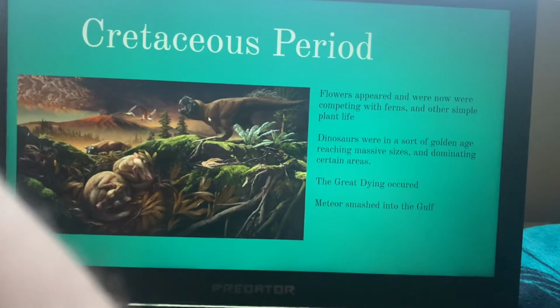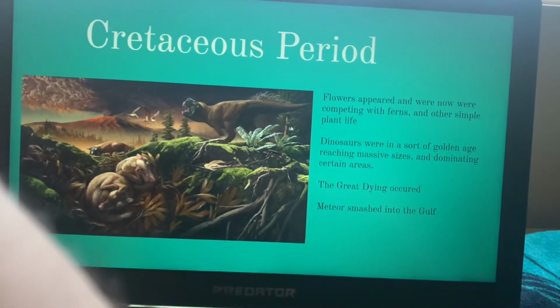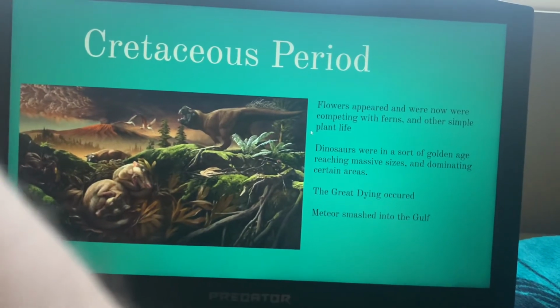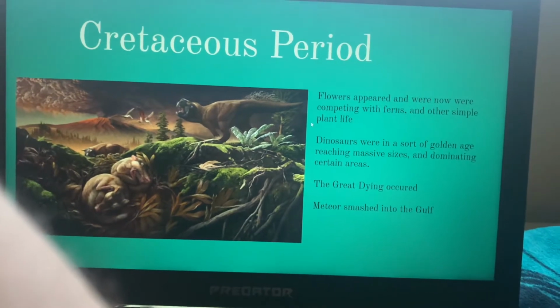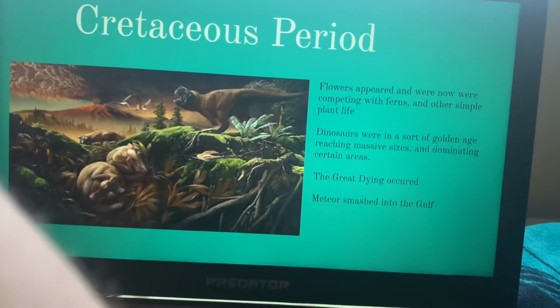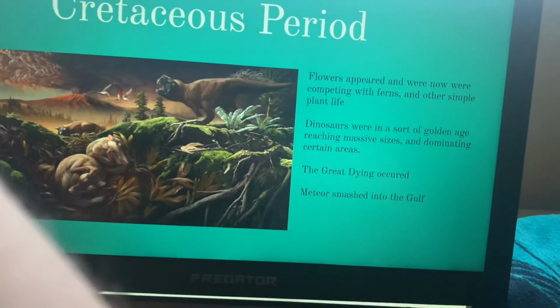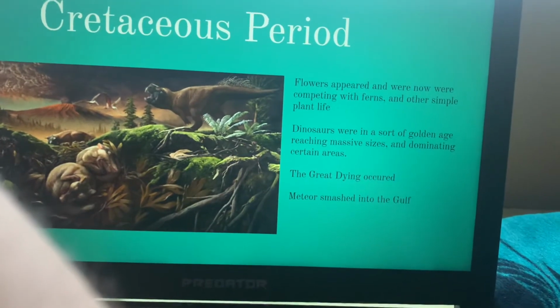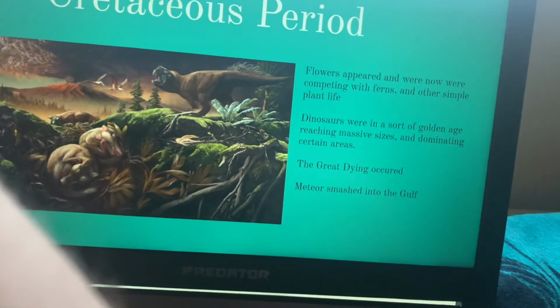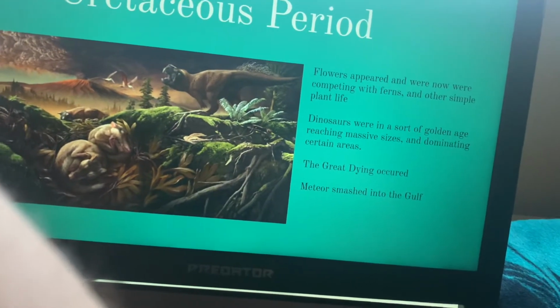And the cool thing about the Cretaceous period is life for dinosaurs was really fully developed, and things like the Tyrannosaurus and Brontosauruses were sort of finding their niche areas. Brontosauruses dominated the South Africa area at this time.